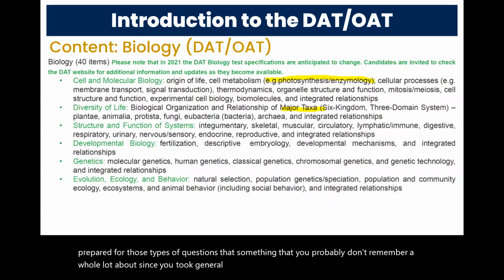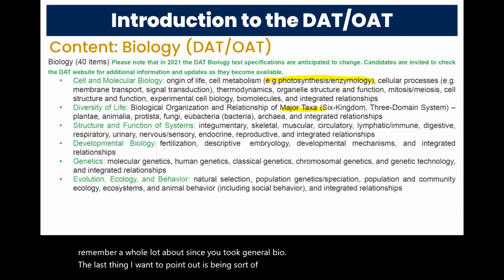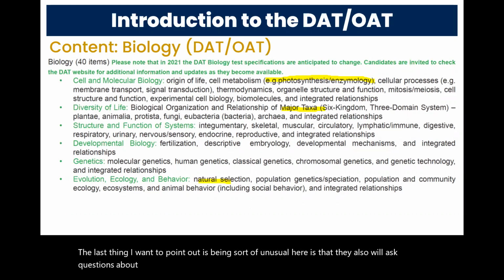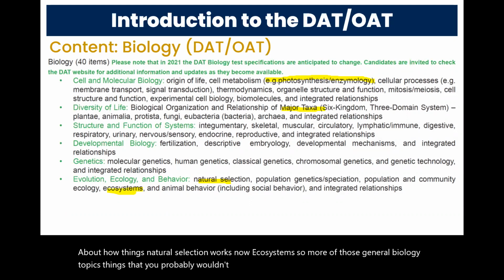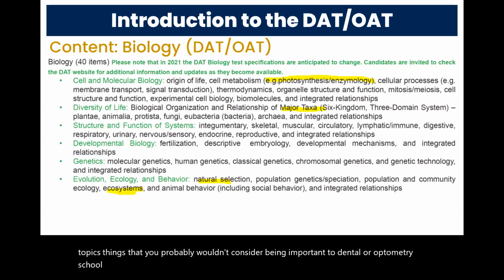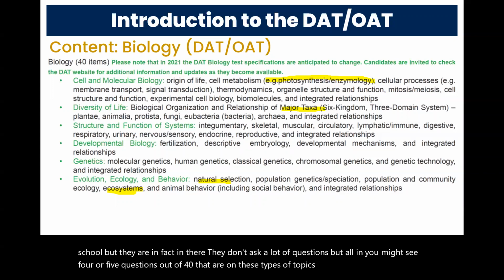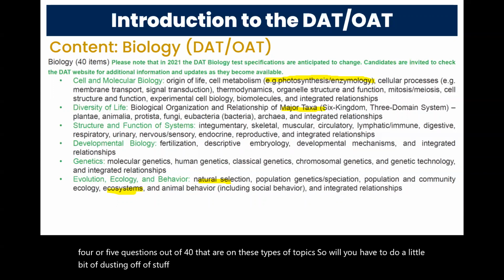The last thing I want to point out as being sort of unusual here is that they also will ask questions about natural selection, about how natural selection works, and about ecosystems. So more of those general biology topics, things that you probably wouldn't consider important to dental or optometry school, but they are in fact in there. They don't ask a lot of questions, but all in, you might see 4 or 5 questions out of 40 on these types of topics. So will you have to do a little bit of dusting off of stuff that you probably learned in high school or college? Yeah, totally.